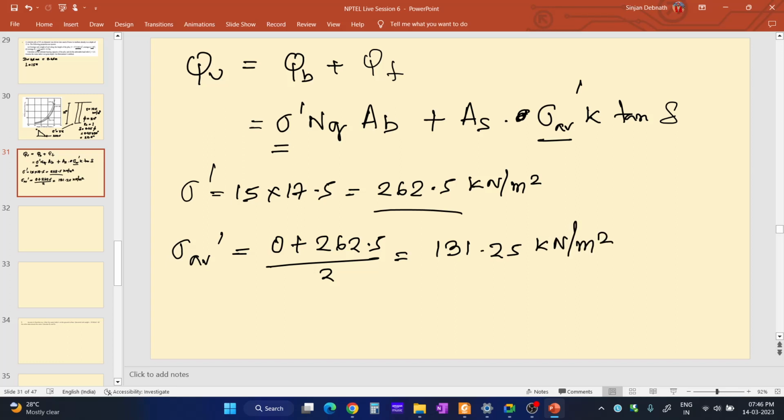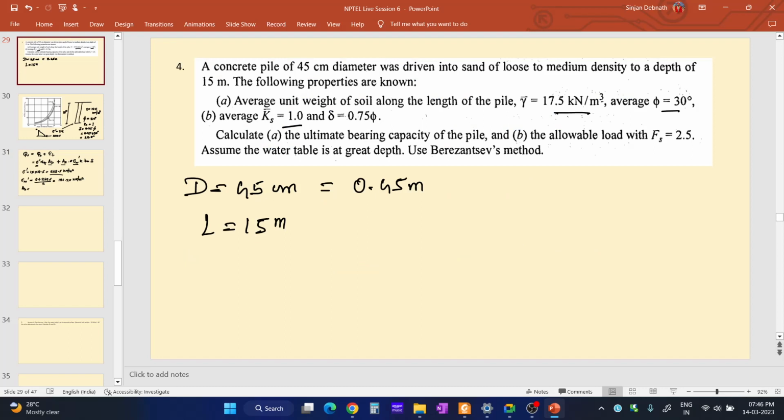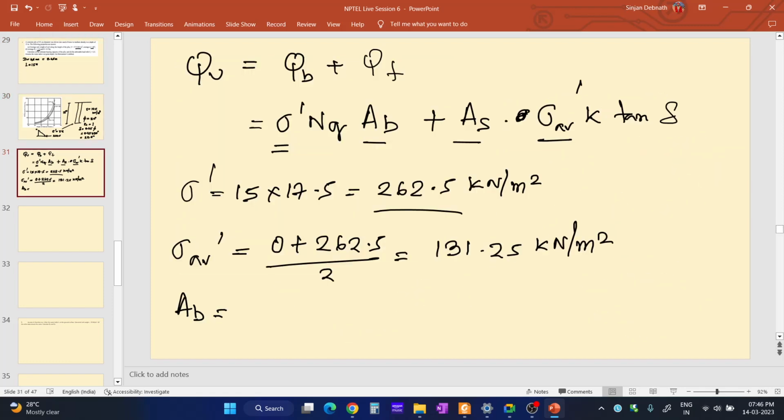Okay. Now we need to find out the value of AB and AS. What is the value of AB? What is the area? What is the diameter of the pile? Diameter is 45 centimeter, that is 0.45 meter. So what will be the area of the base of the pile? It will be 0.4 into 0.45 square. So this one comes out to be 0.159 meter square, right? AB.